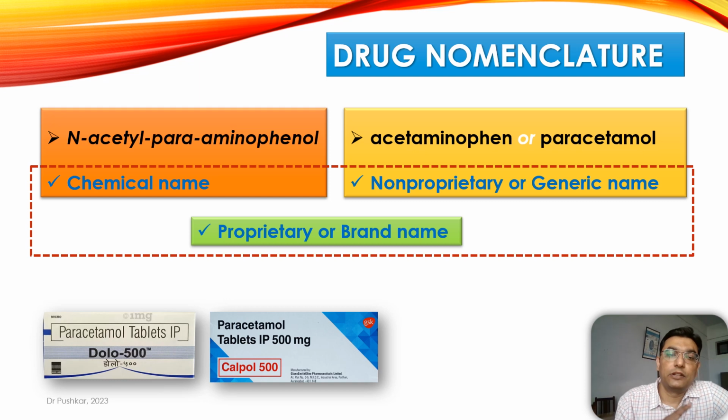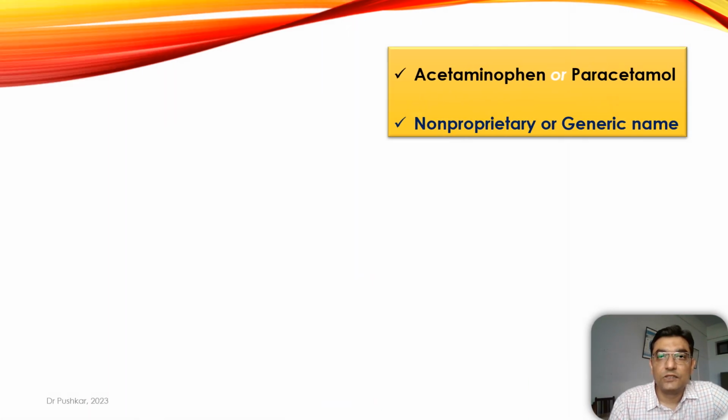So in drug nomenclature, we have a chemical name of the compound, a non-proprietary or generic name, and a proprietary or brand name of the drug. In this example, the same compound is named acetaminophen or paracetamol, so we have two generic names.